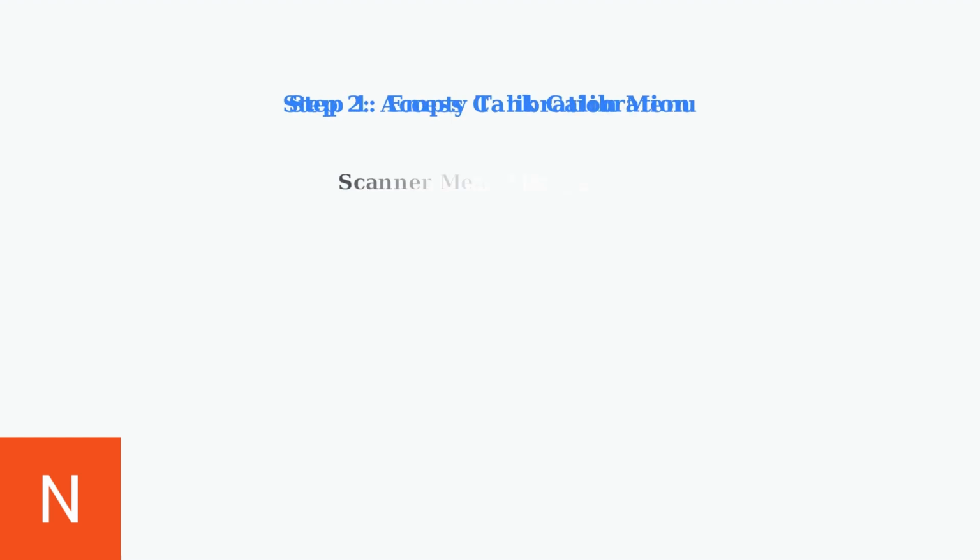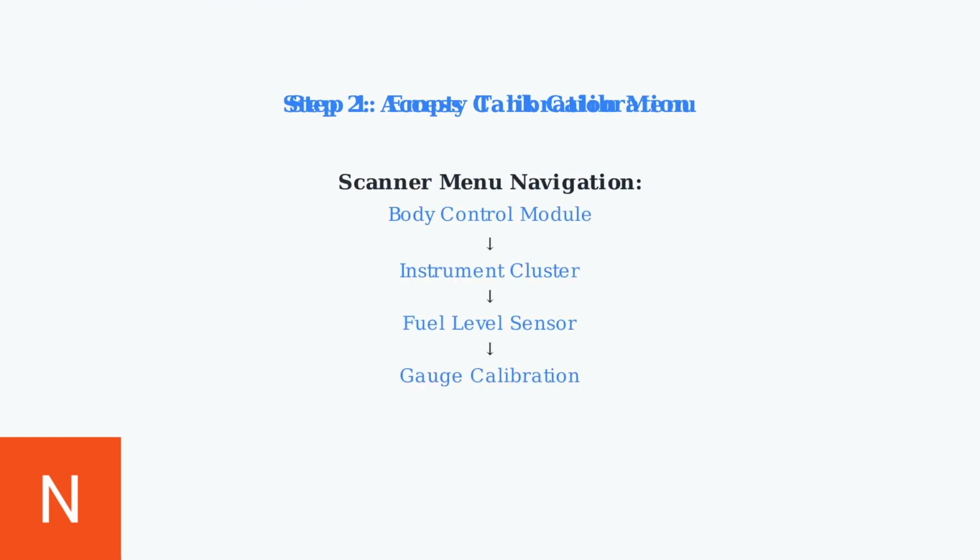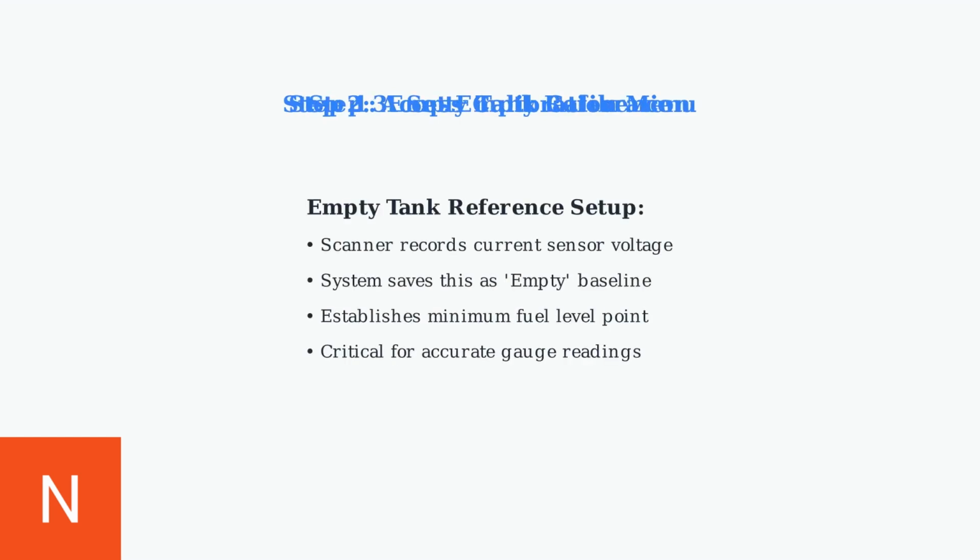Step 2. Navigate through your scanner's menu system. Look for body control module or instrument cluster options, then find fuel level sensor or gauge calibration settings. Step 3. Set the empty reference point. Follow the scanner prompts to record the current sensor reading as the empty tank baseline. This establishes the minimum fuel level for your gauge.